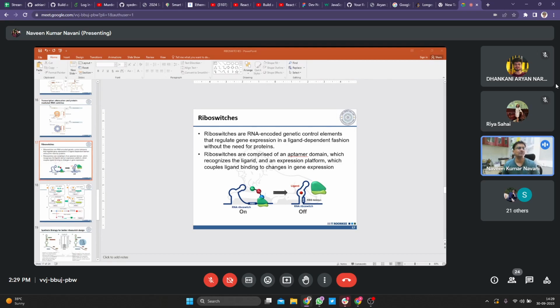So riboswitch examples are like, there is a riboswitch for B12, coenzyme B12. There is a riboswitch for S-adenosyl methionine. There is a riboswitch for flavin mononucleotide. A purine riboswitch is there, where the nucleotide can bind and regulate the gene expression. An amino acid based riboswitch is also there, the lysine riboswitch. Then this is the GlmS riboswitch.